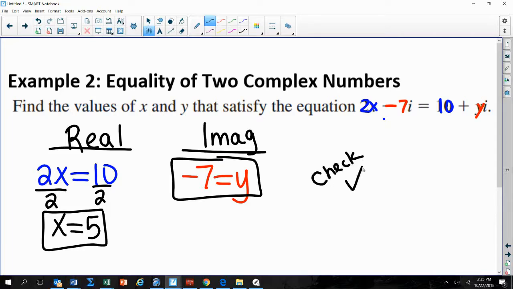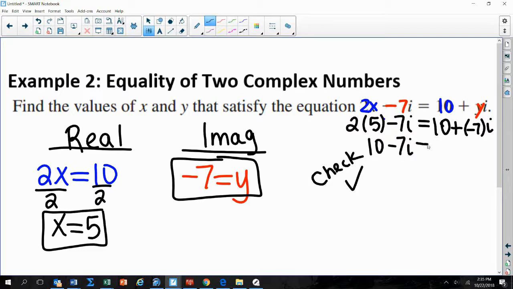Check. If x is 5, I would have 2 times 5 minus 7i on the left side. On the right side, I would have 10 plus, what's y? We said y was negative 7. Does that make a true statement? 10 minus 7i equals 10 minus 7i? Yes. See how it's equal on both sides? That's how I like to check my work. Once you get a solution for x and y, plug it in and see if you get a balanced equation.